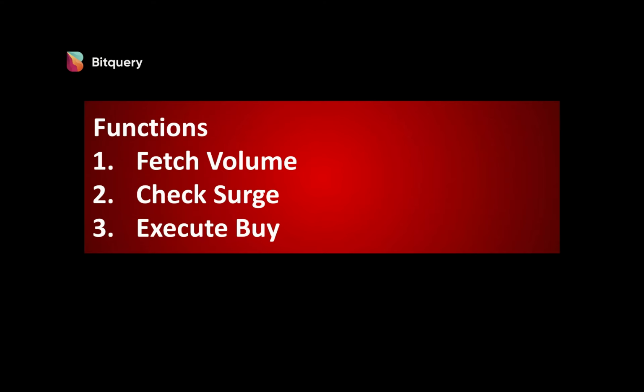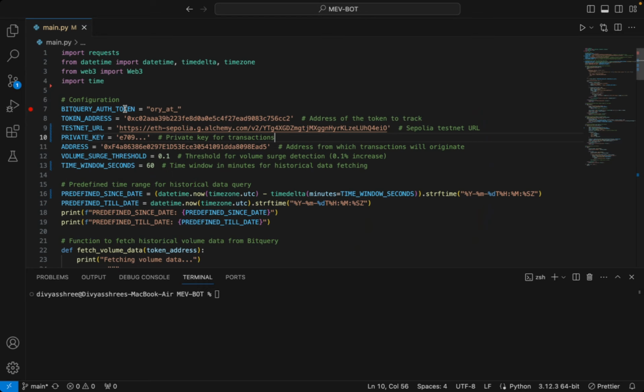In the next step, we need to write three different functions. First, one which will fetch the volume information from Bitquery API. Second, the function to compare volume to the previous minute and see if there is a surge. And third is to execute the transaction. Here we first initialize the variables that we need, including the private key of the wallet that you will be using, the testnet URL, and your Bitquery token to execute the API call.